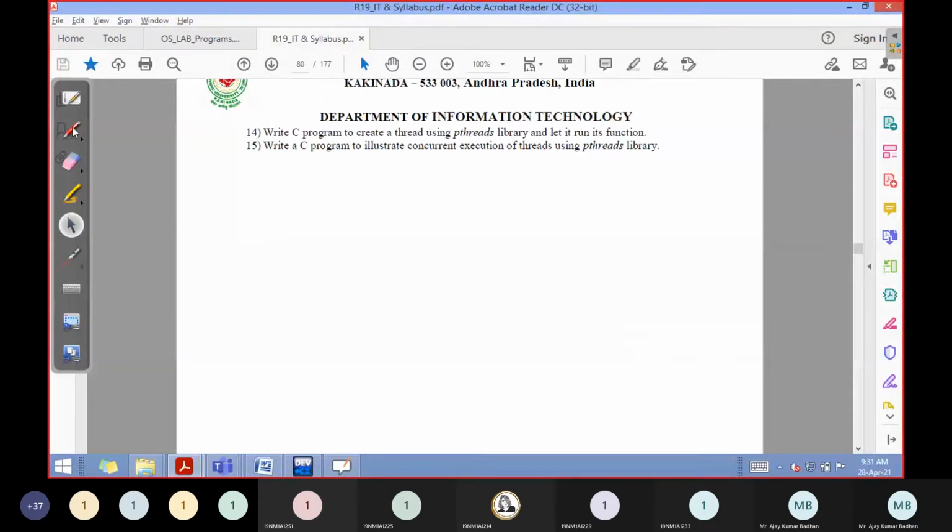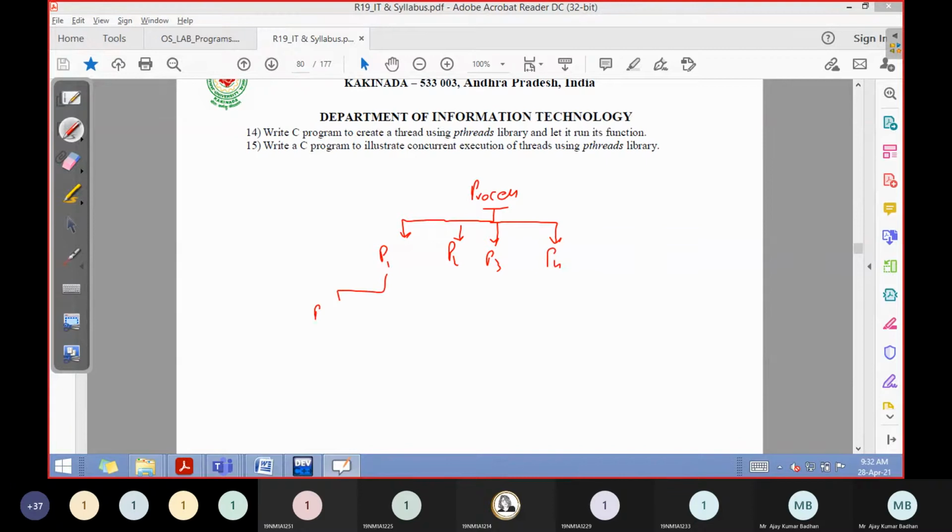Let us suppose you have created one process. Now that process is internally creating some sub processes like this. Now these processes are again creating some sub processes for their task to get completed.